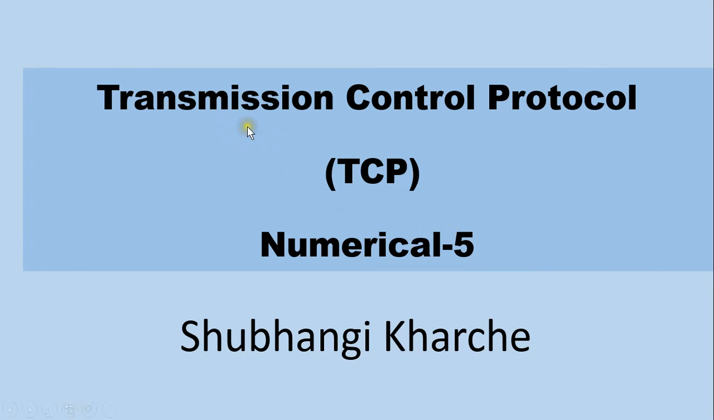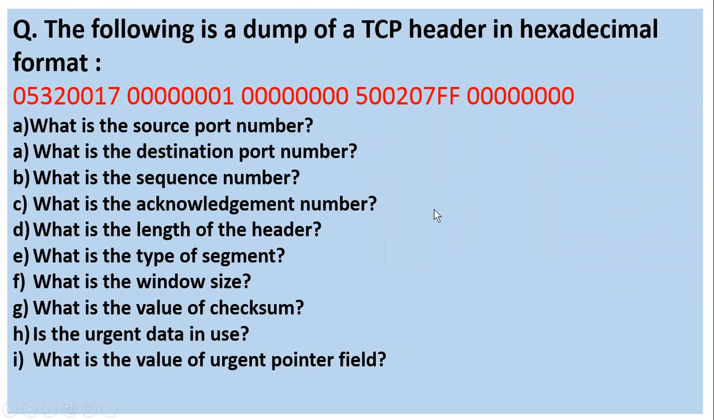Hello everyone, in this video I am going to explain an example on transmission control protocol header. The example is the following: a dump of a TCP header in hexadecimal format: 05320017, 7 times 0, 1, 8 times 0, 500, 207 FF, 8 zeros. Now this is the given hexadecimal dump for the TCP header and we are supposed to answer the following questions.